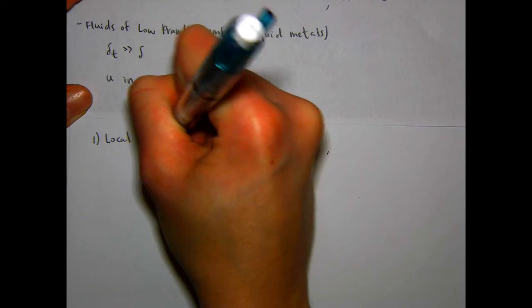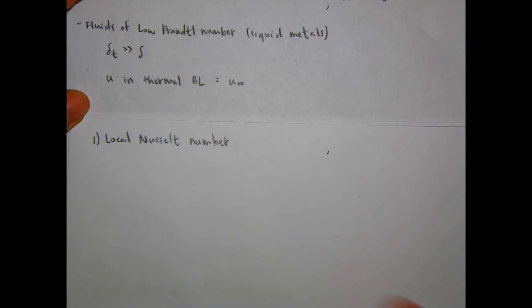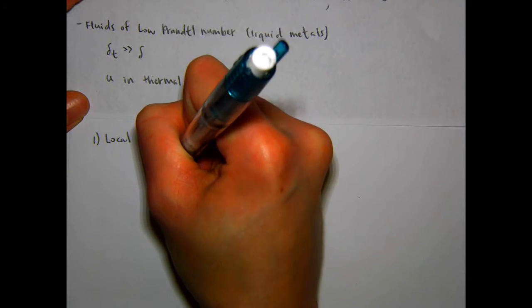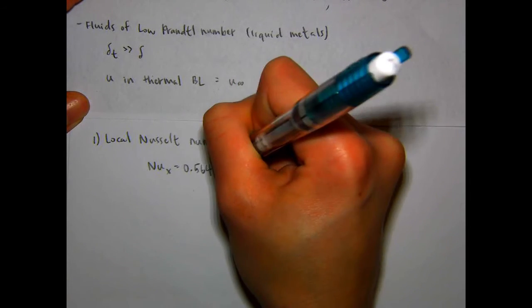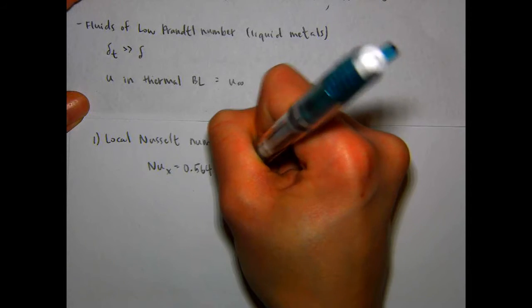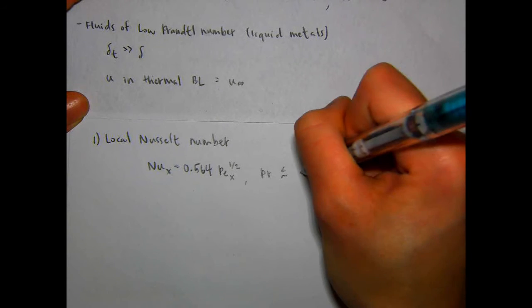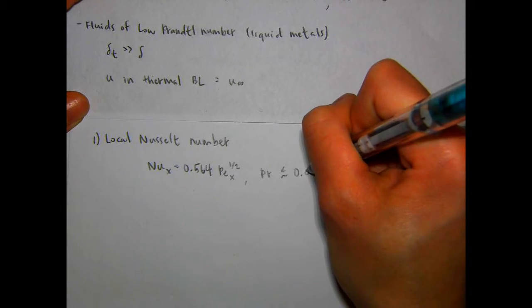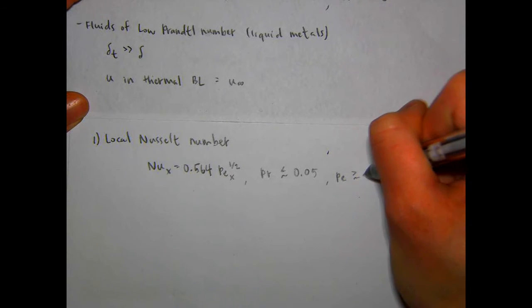So for this, the local Nusselt number is 0.564 times the Peclet number to the one half, for very small Prandtl numbers, so less than 0.05, and for Peclet numbers greater than approximately 100.